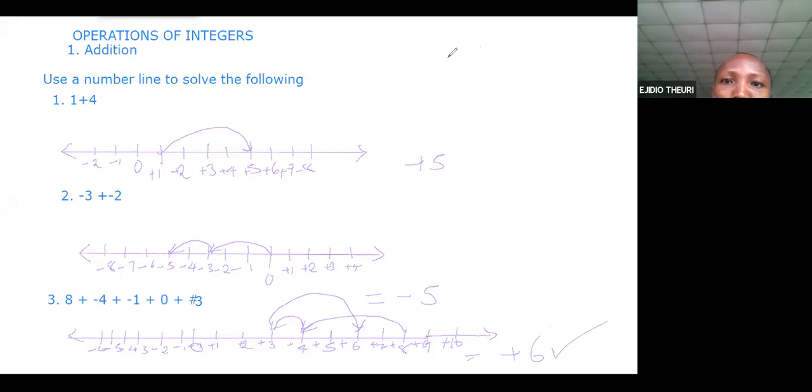So the second operation is here. I want us to do the second operation. The second operation is subtraction. Subtraction. Did you write it like that? So I want to write it for you here. Subtraction. So you're going to have examples.